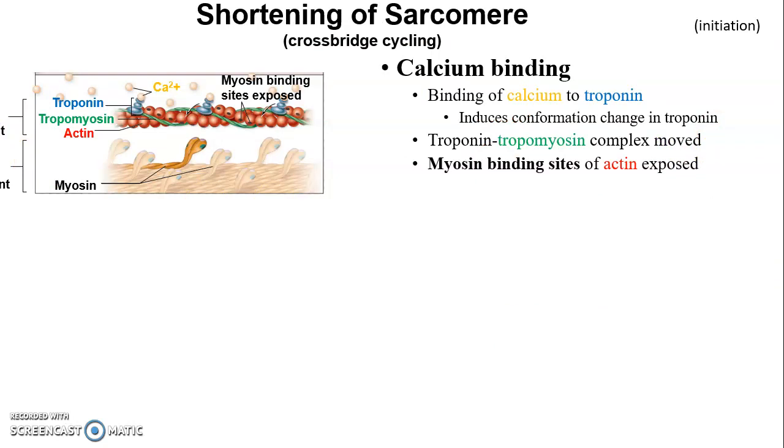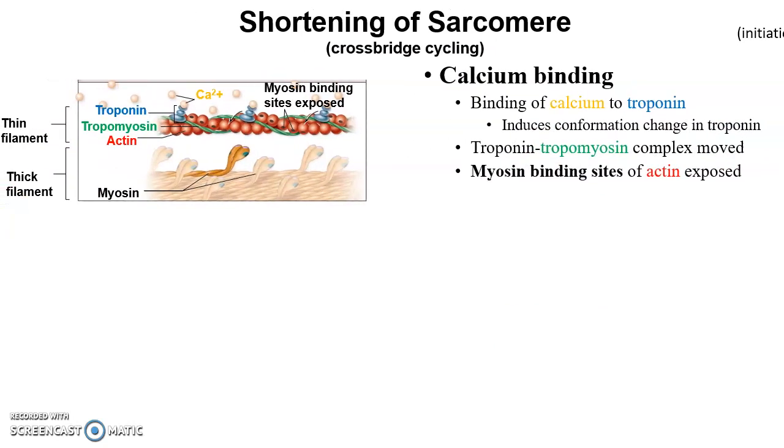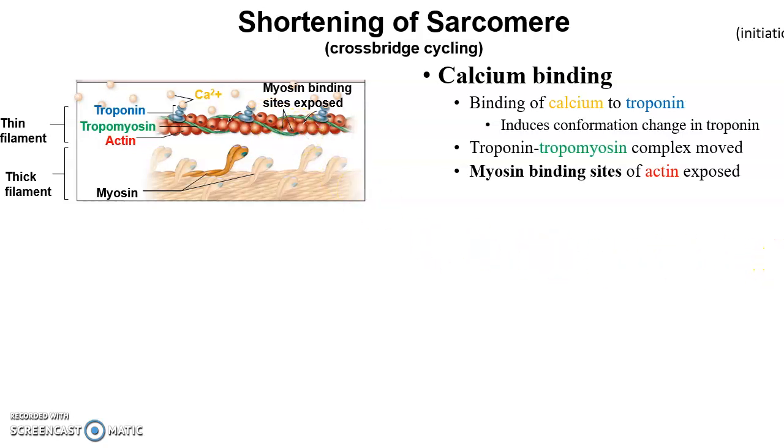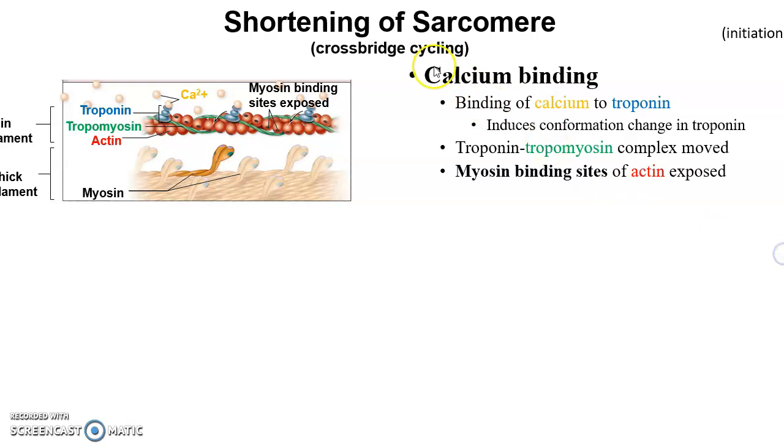Then what happens is the calcium ions will bind to troponin. So calcium ions that are now in high concentration bind to troponin. Troponin changes shape. When it changes shape, it moves tropomyosin away from the myosin binding sites. And now the myosin binding sites on the actin proteins are exposed. This is the initiation of the cross-bridge cycling.